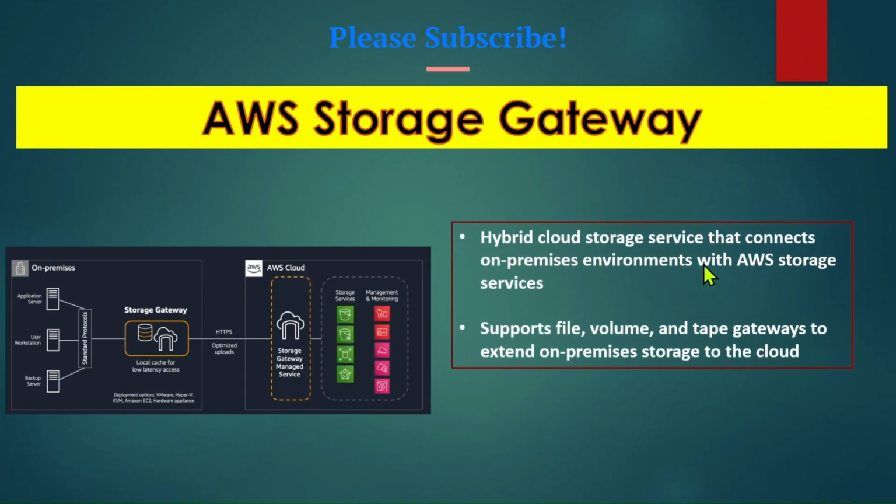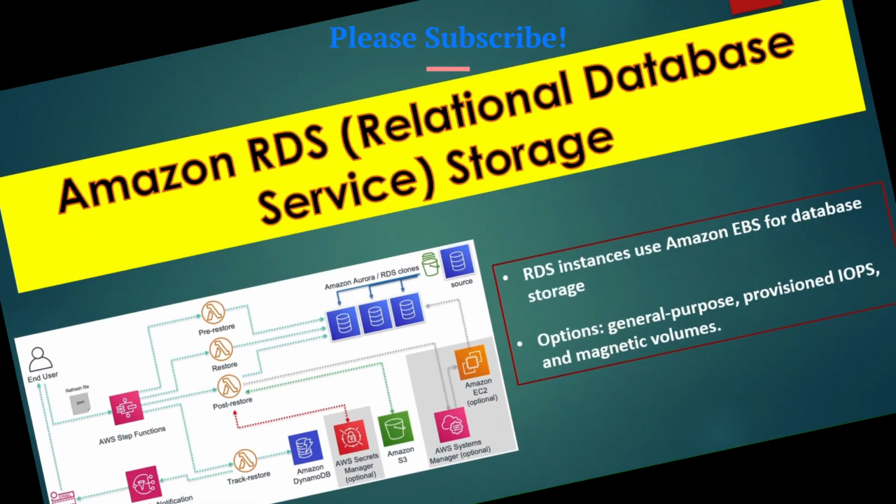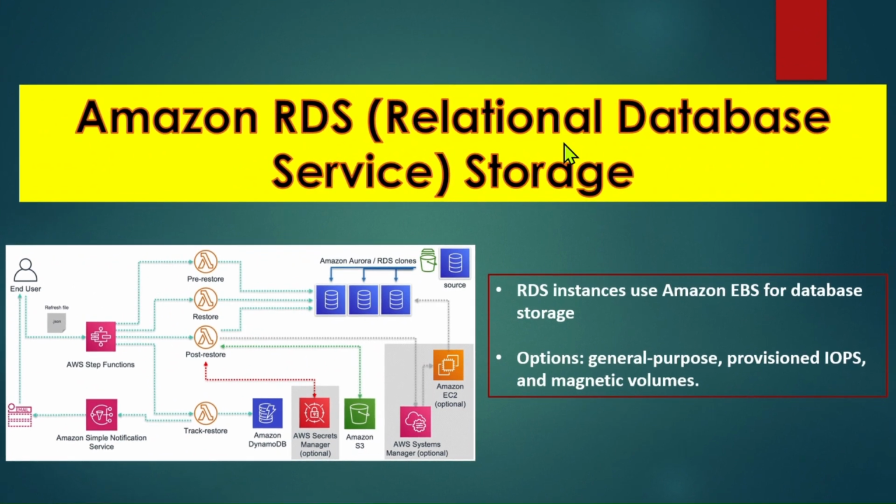Hybrid cloud storage service that connects on-premises environments with AWS storage services. Supports file, volume, and tape gateways to extend on-premises storage to the cloud. Amazon RDS, Relational Database Service storage. RDS instances use Amazon EBS for database storage, with options for general purpose, provisioned IOPS, and magnetic volumes.